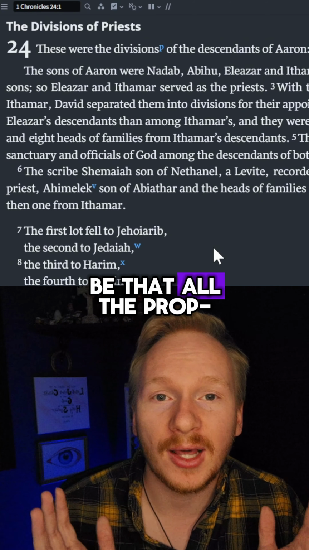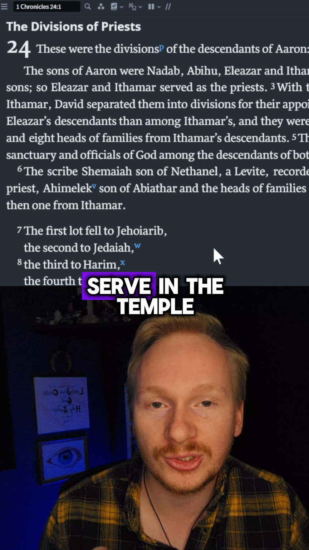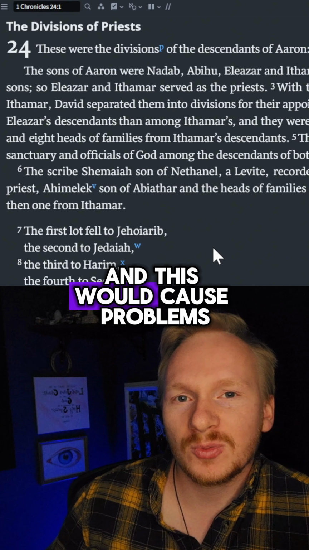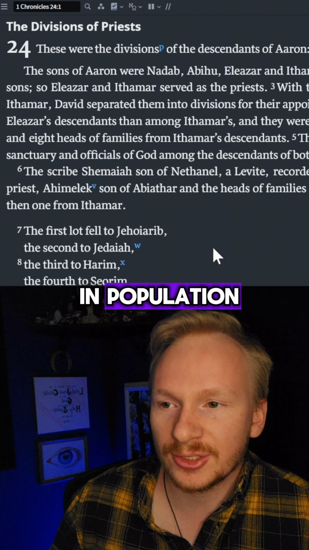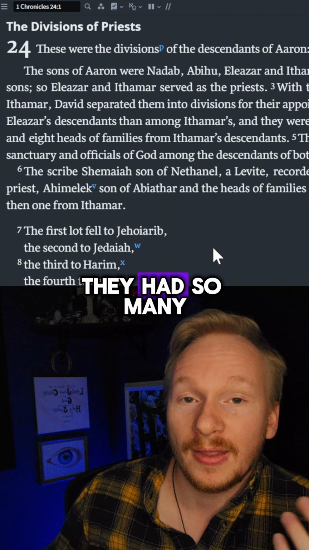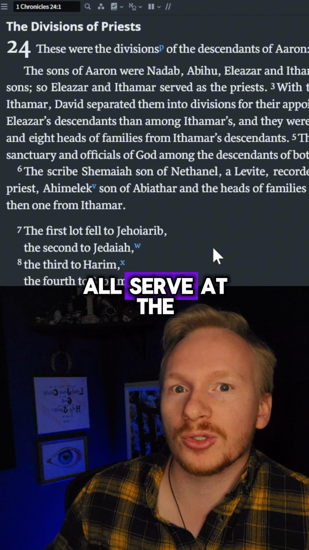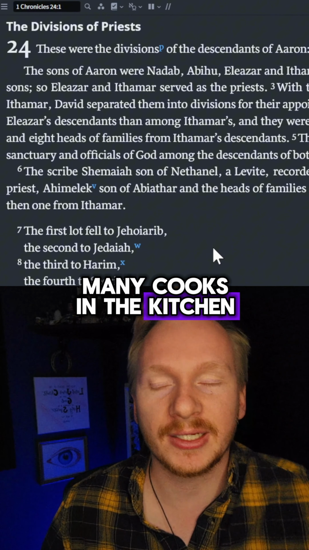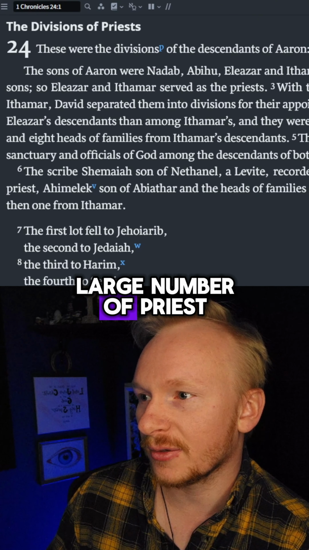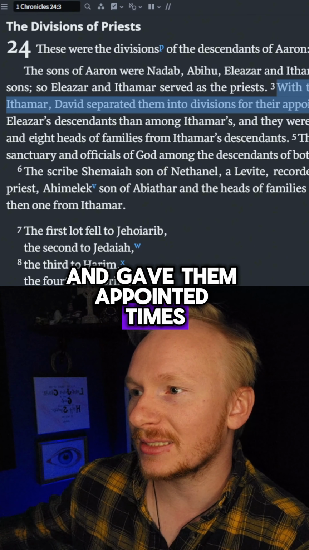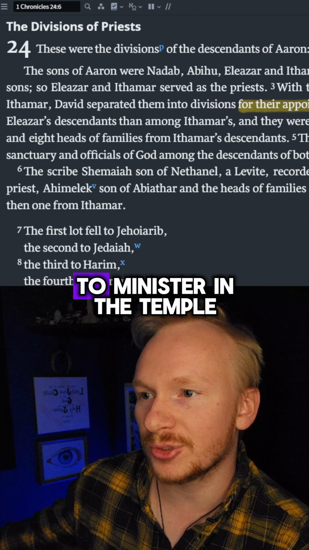It used to be that all the priests would serve in the temple at the same time, and this would cause problems after the Israelites were established and grew in population. Once they got to a couple million people, they had so many priests that they couldn't all serve at the same time. It was just too many cooks in the kitchen. So what David did was split up the large number of priests and give them appointed times in order for them to minister in the temple.